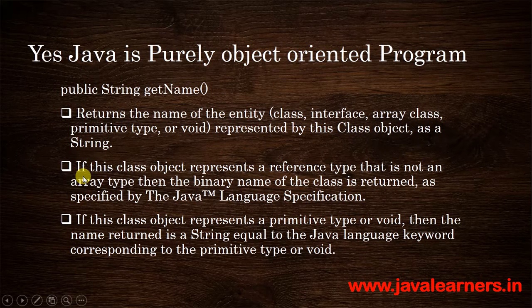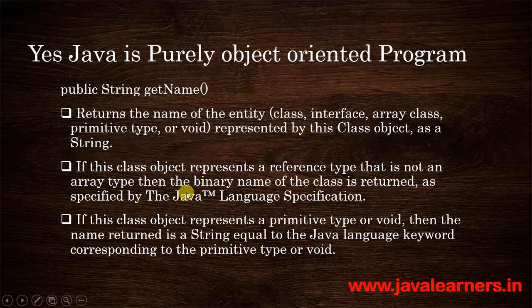If this class object represents a reference type that is not an array type, then the binary name of the class is returned, as specified by the Java Language Specification. What this is saying is, if this class object represents a reference type that is not an array type, then the binary name of the class is returned.